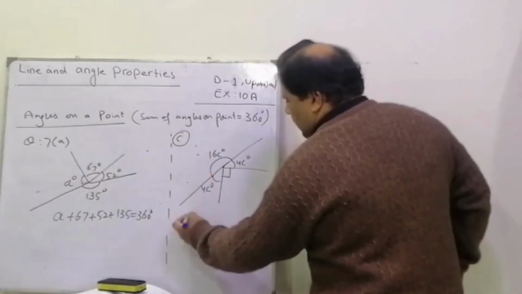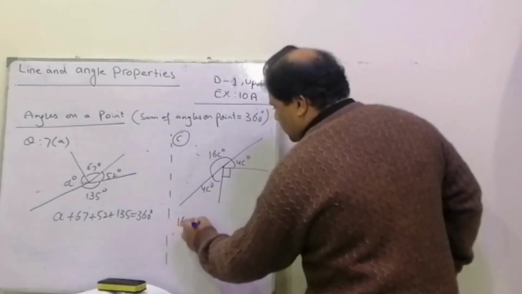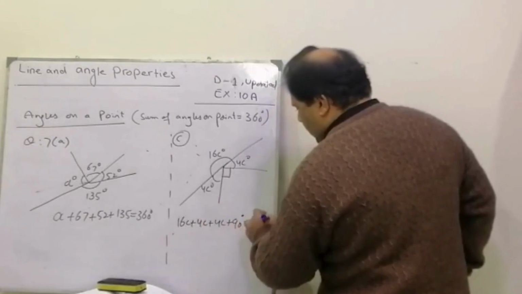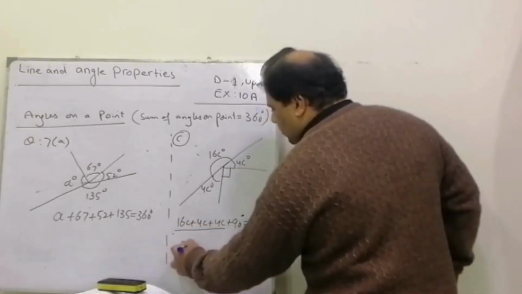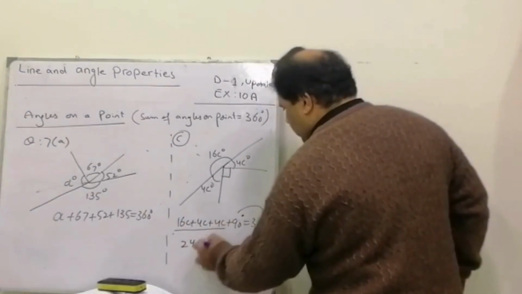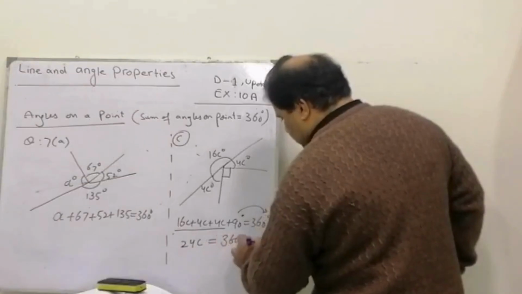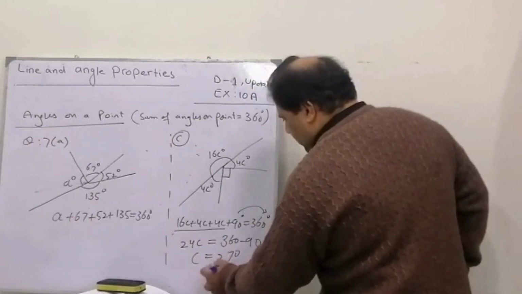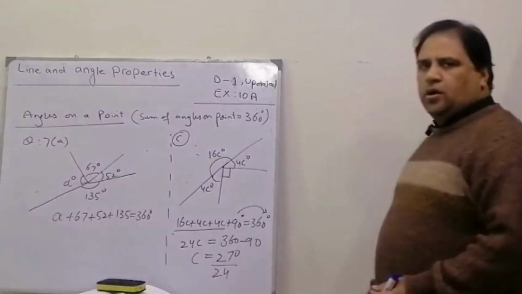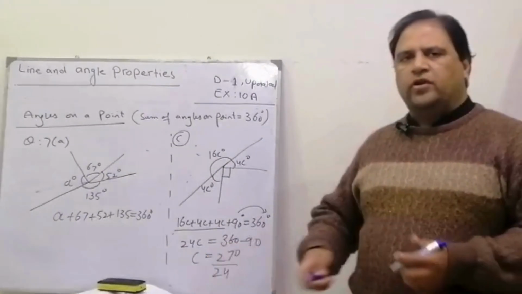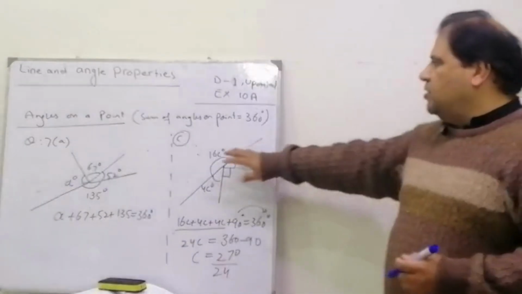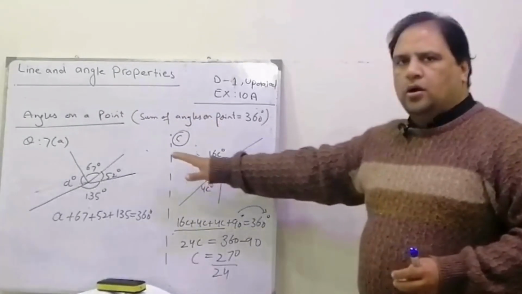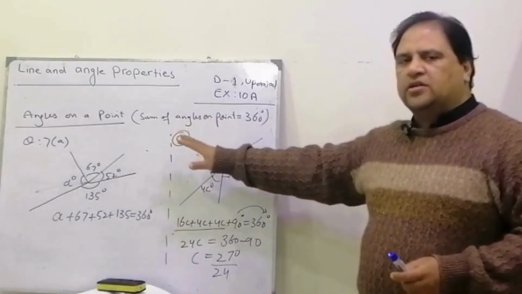Now again we are applying the situation: 16c plus 4c plus 4c plus 90 degrees is equal to 360 degrees, and we will follow the same method. We will add all of them. This is 24c, 90 will move to the other side, 360 minus 90 degrees, so c is equal to 270 divided by 24. Now you will divide these values and get the answer. So this is the method through which we find the missing angles when angles are given on a point.